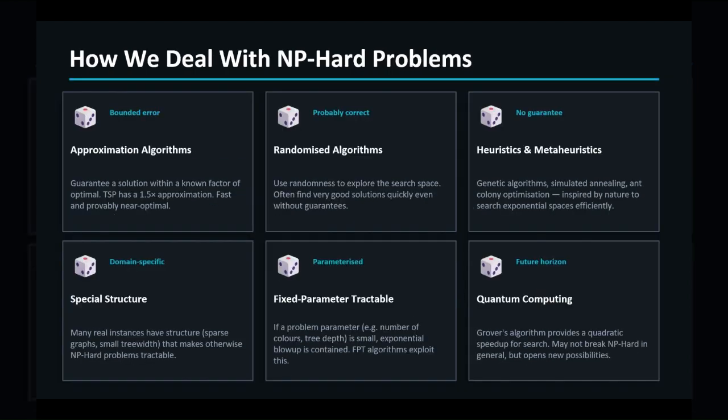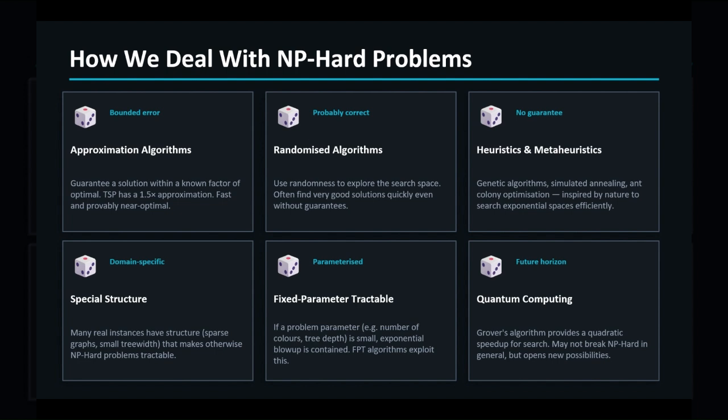How we deal with NP-hard problems. Knowing a problem is NP-hard doesn't mean you give up. It means you change your strategy. Approximation algorithms give you a solution guaranteed to be within some factor of optimal. For TSP, the Christofides algorithm gives a solution at most 1.5 times worse than optimal. You don't get perfection, but you get a provable bound.